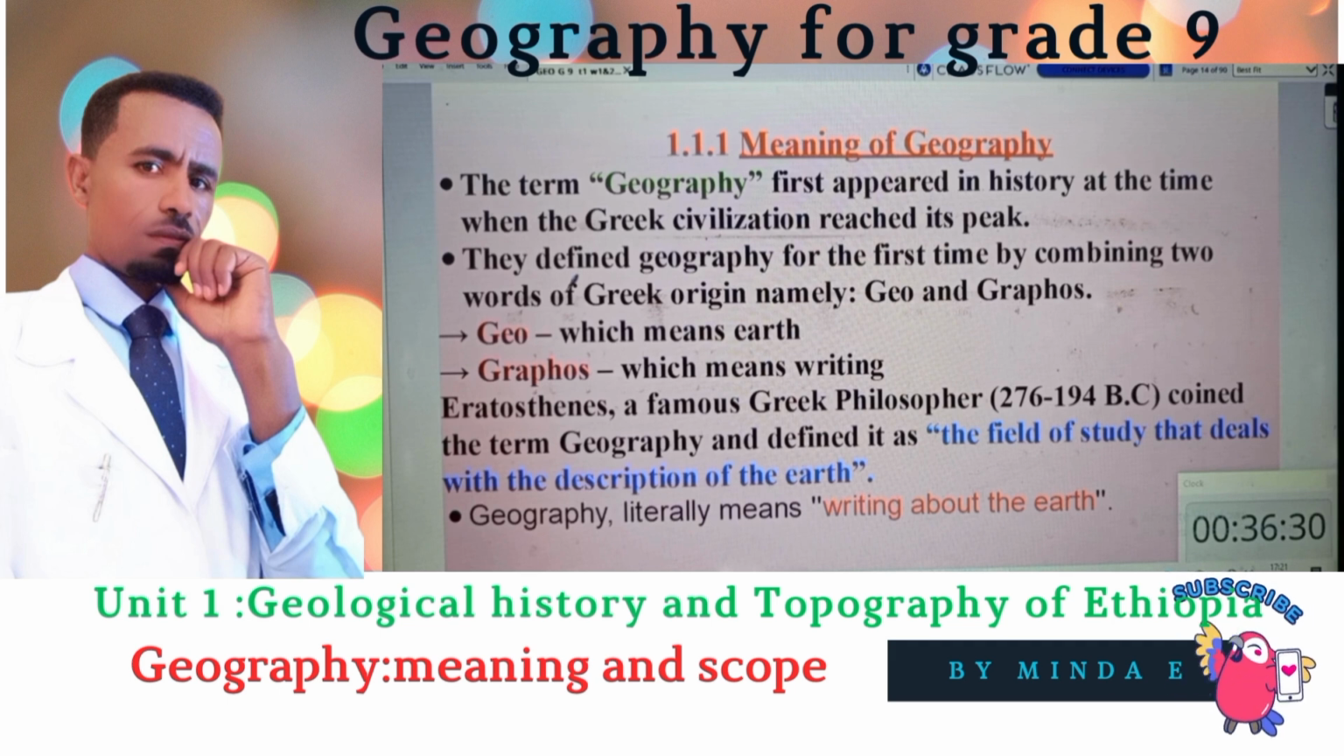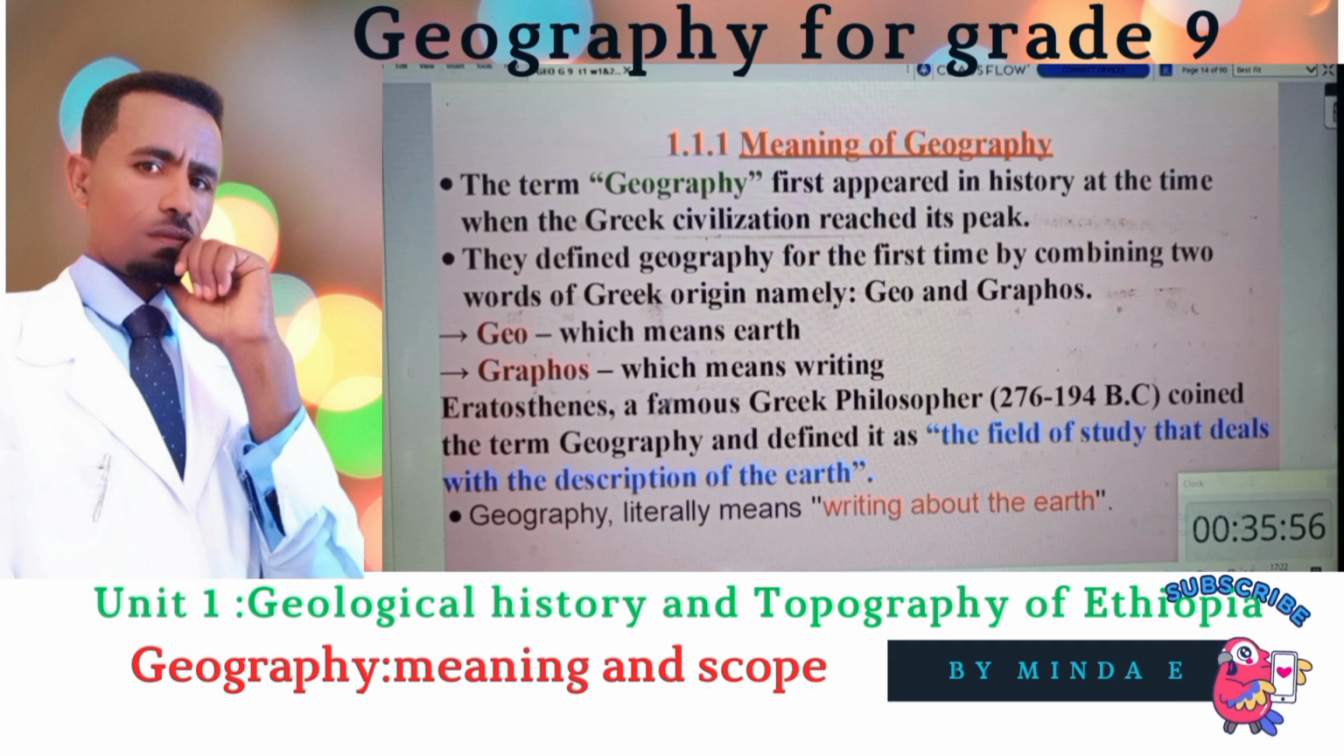The Greeks defined geography for the first time by combining two Greek words, which is geo and graphos. Geo means earth, graphos or graphics means writing. So, geography is writing about the earth or description of the earth's surface.